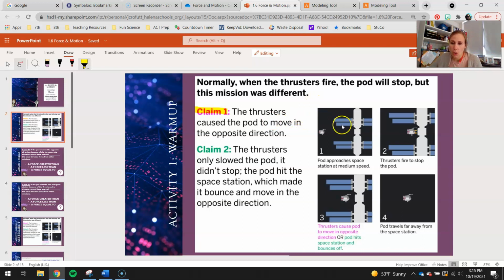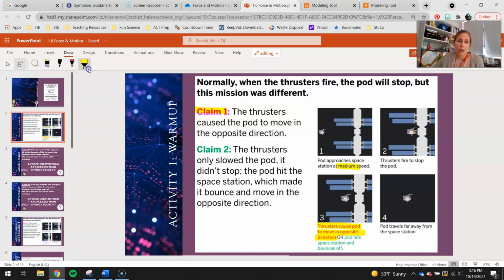Here's the typical one, the pink one. The pod approaches the space station at medium speed. The thrusters fire to stop the pod, but in the case of claim 1, the thrusters cause the pod to turn around and move in the opposite direction. If we're talking about those 5 changes of motion, change direction is what we see with this. So what you really need to think about is what kind of force is going to cause that pod to turn around, change direction, and go away from the space station.